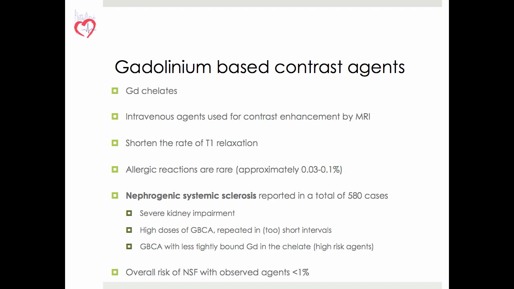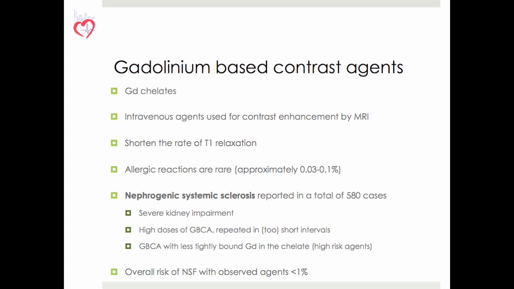Gadolinium-based contrast agents are gadolinium chelates which are used as intravenous agents for contrast enhancement imaging by MRI. Mechanistically, they work on the principle of shortening the rate of T1 relaxation within the tissues where they accumulate. These agents are generally well tolerated, with allergic reactions being exceedingly rare.